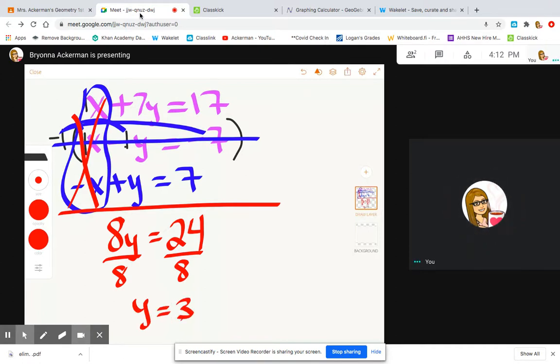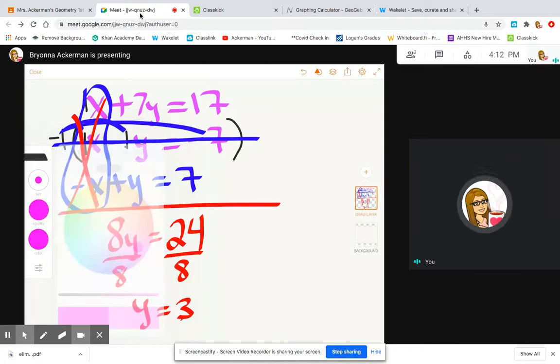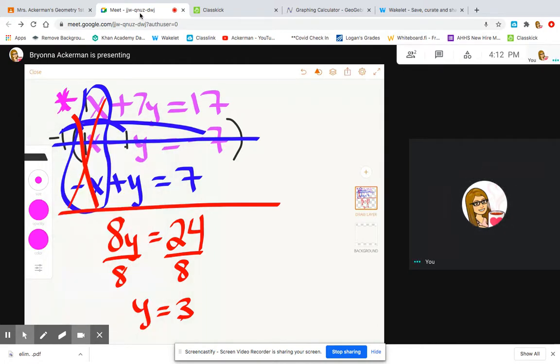Remember, this is not the final answer. We need to get the x value. So you can plug it into one of the originals, okay? It's the originals that you want to go back to. So I'm going to plug it into the first one up top. So if I plug it back into this top one right here, okay, I have x plus 7y. But instead of y, I now know y is 3. Equals 17. Okay, so I get x plus 21 equals 17.